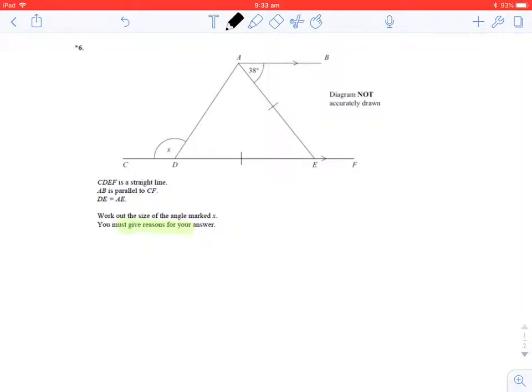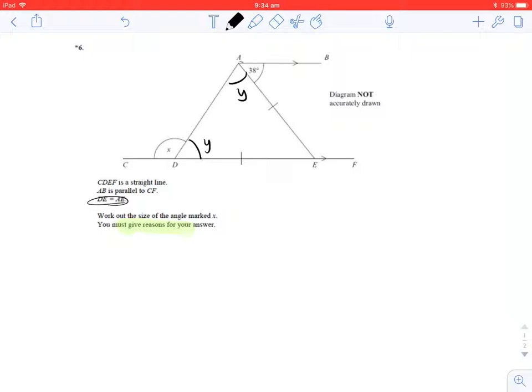So one of the key things that I'd look at here is that DE is equal to AE. Because these two lines here, DE and AE, are the same, triangle ADE is isosceles. So if I call this angle Y, that angle has to be the same because base angles in an isosceles triangle are equal. And we're going to come on to that later. But I don't know what X is, I don't know what Y is, it's not really helping me too much at the moment.